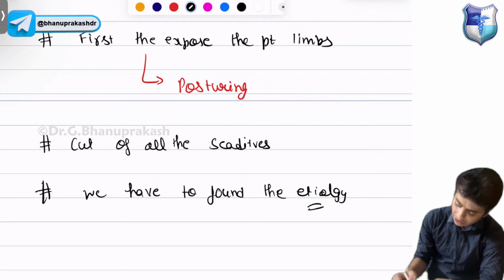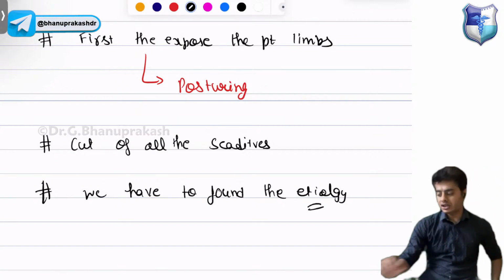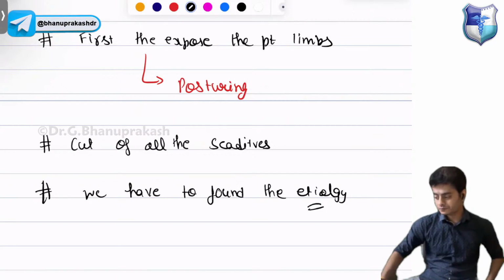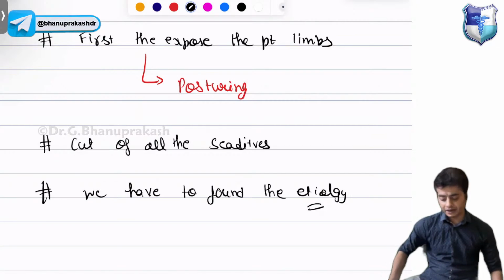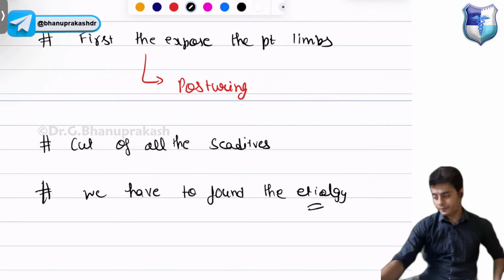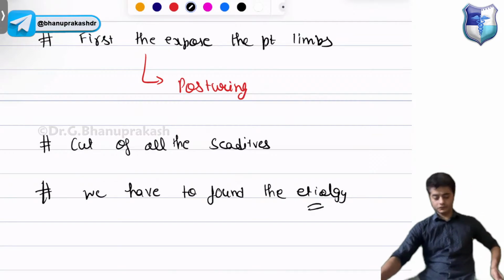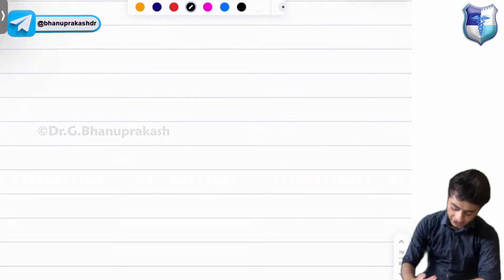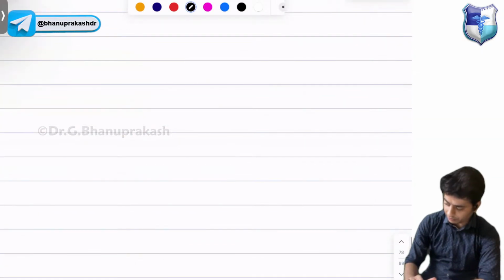हमें क्या चाहिए? हमको etiology चाहिए पेशेंट की, कि क्या etiology है पेशेंट की, कि what all are the reasons behind the coma. ठीक है एवरीवन? So first we will begin with the examination. We are doing here neurological examination.